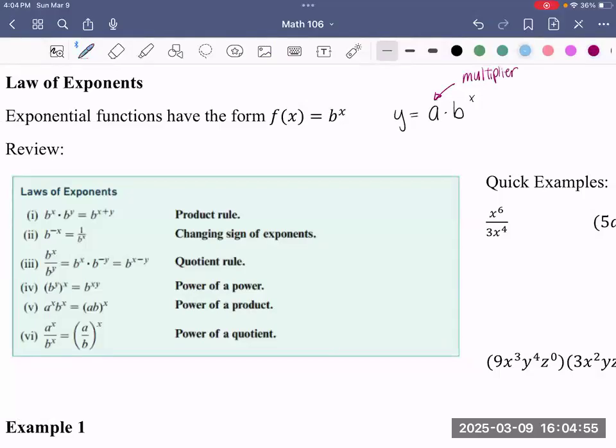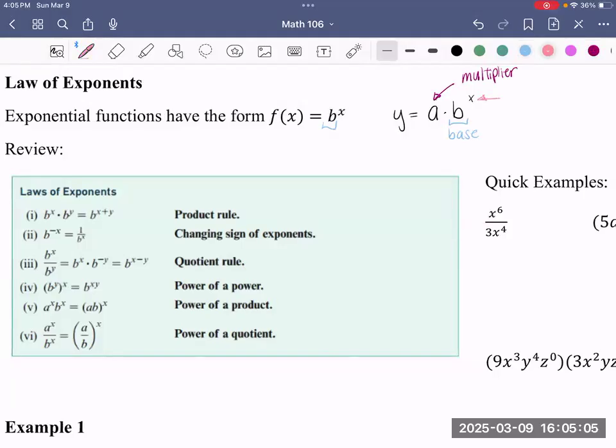We'll learn what that does for us. But ultimately, b is considered your base. This is going to be some sort of numerical value. And x is your exponent now. So your variable is now in your exponent. Typically, we see your base as your variable raised to some sort of power, but now it's going to be reversed. So your variable is the exponent.